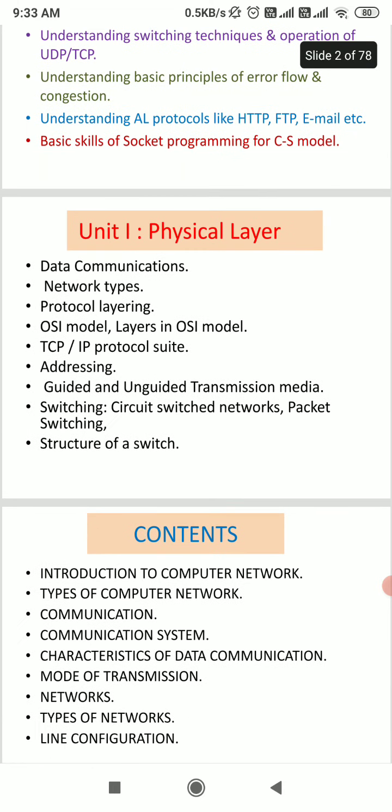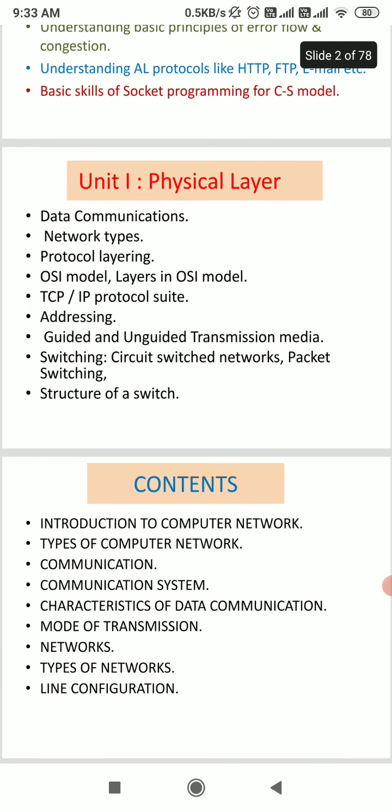So as per our syllabus, our first unit is nothing but the physical layer, in which you can see here the content. We will study here about the data communications. As you are already aware about electronic communications, communication is a branch of the electronic field. So here we are studying about electronics and telecommunication.